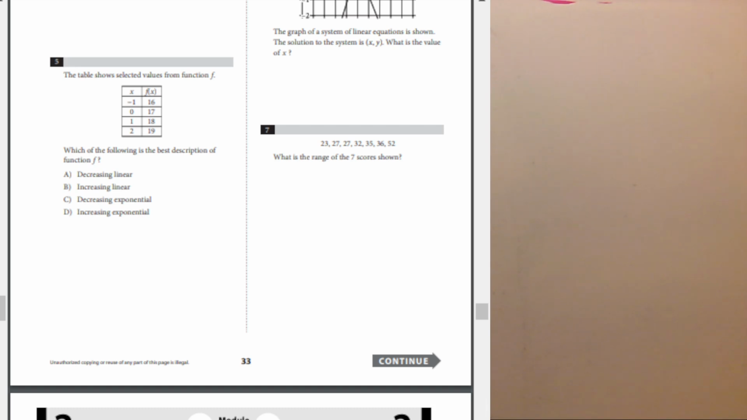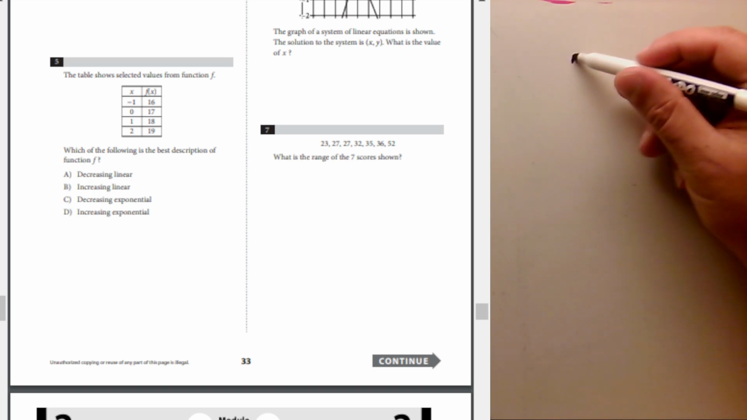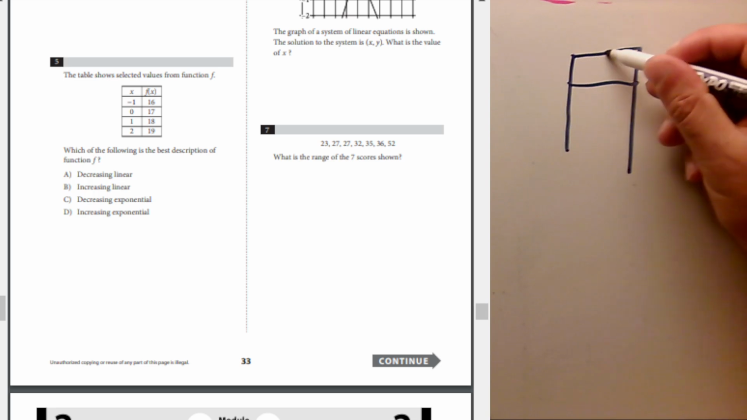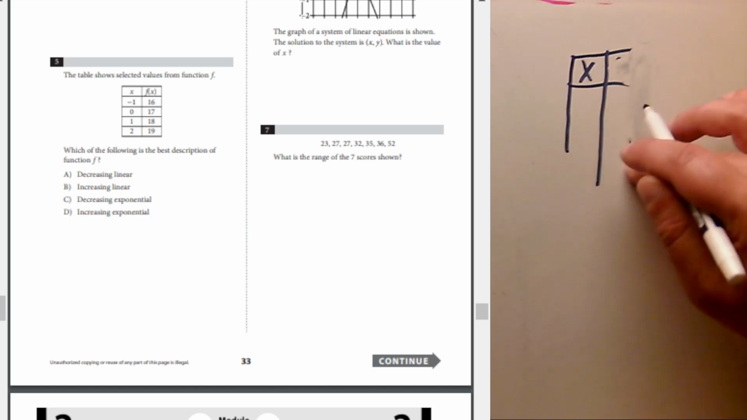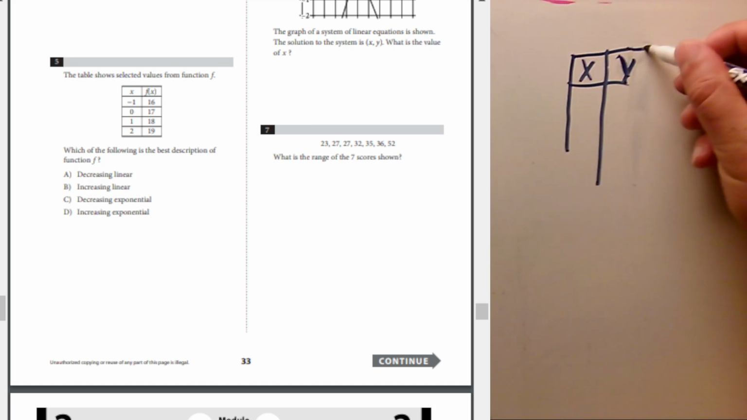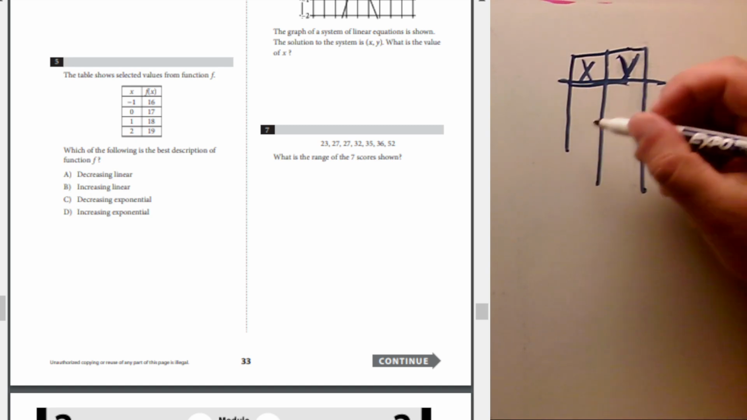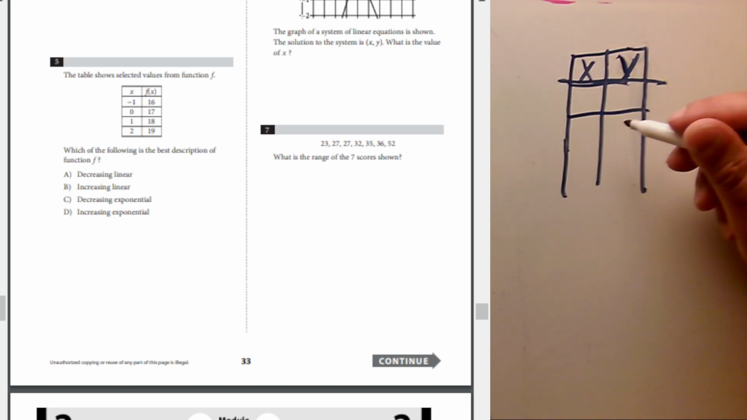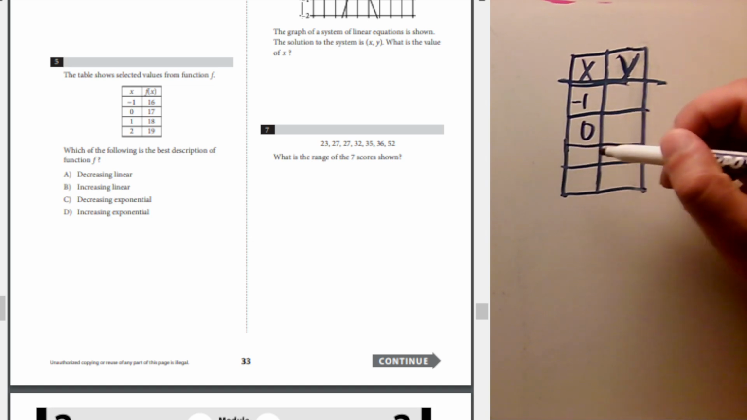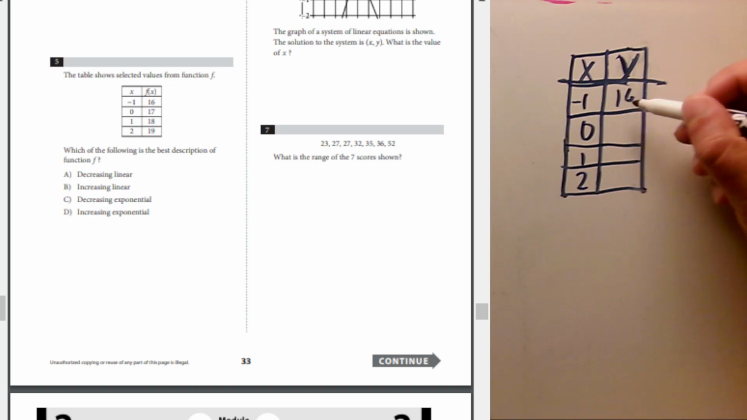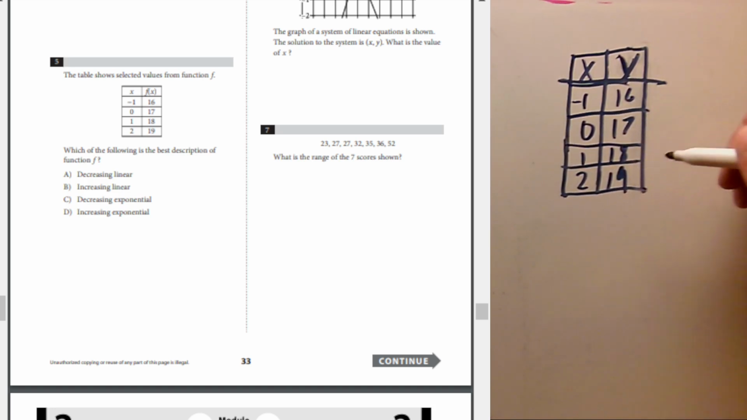So next problem, number 5. So we have x and f of x. Don't let f of x confuse you. It's just like writing the y value. So we have an x value and a y value. And we have -1, 0, 1, and 2, then 16, 17, 18, and 19. Which of the following is the best description of the function f?